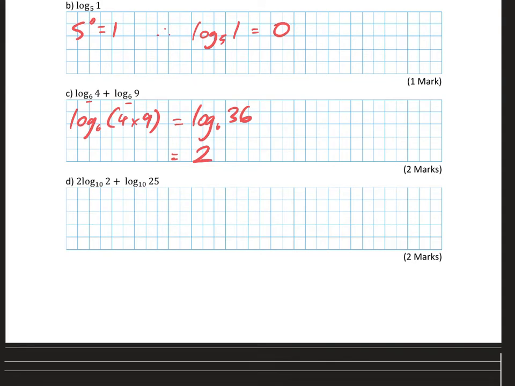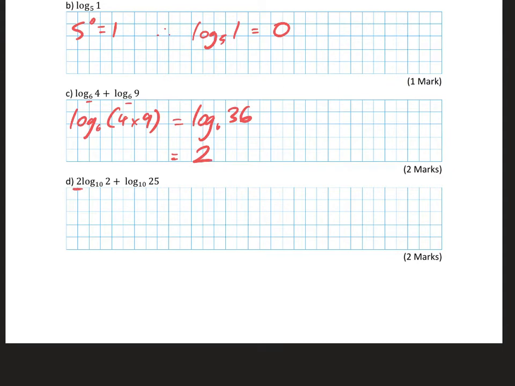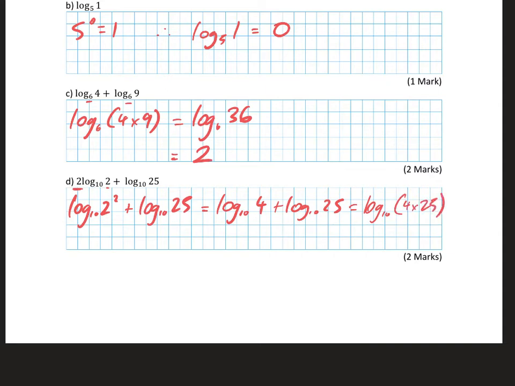Another log laws question. So you have a number in front that can be made the power of the number of interest. So it's going to be log base 10 of 2 squared plus log base 10 of 25. That's going to be 2 squared, so it's going to be log base 10 of 4 plus log base 10 of 25. We can multiply those according to the log law, so it's going to be log base 10 of 4 times 25. That's going to be equal to log base 10 of 100. 4 times 25 is equal to 100.